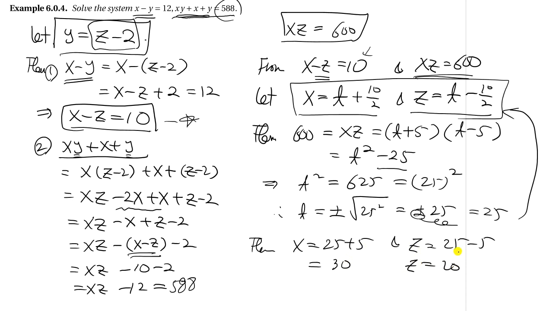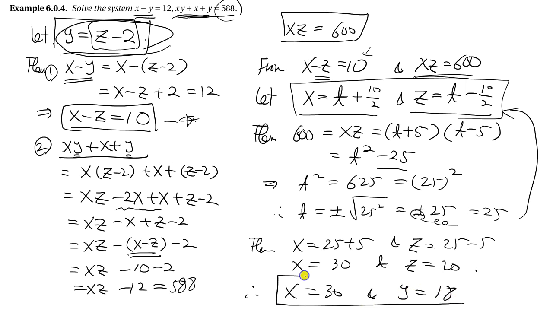Ooh, we got the answer, right? But remember that there is no happiness in the math world. So whenever we think we got the answer, be careful, okay? Just check what you're looking for. And actually, we're looking for the values of x and y, right? Not x and z. So you have to find the value for y, which is z minus 2. So finally, x is still 30, of course, but y should be 20 minus 2, which is 18.